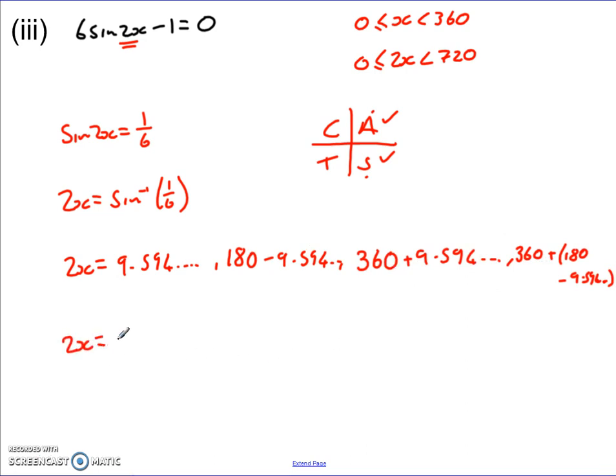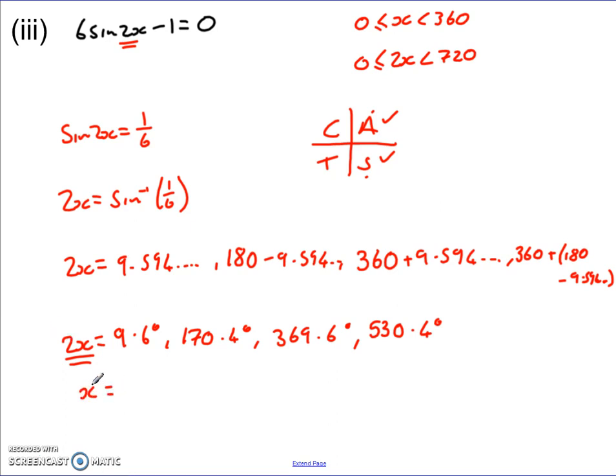So 2x equals, we'll round it to one decimal place, 9.6 degrees. 180 take away the 9.594 gives me 170.4 degrees. And then add on 360 to both of these. So I get 369.6 degrees there. And then for my final solution, I get 530.4 degrees. So there you go, I've got my four solutions. But the only issue is, that's for 2x. And I want x, so all I have to do is half everything.